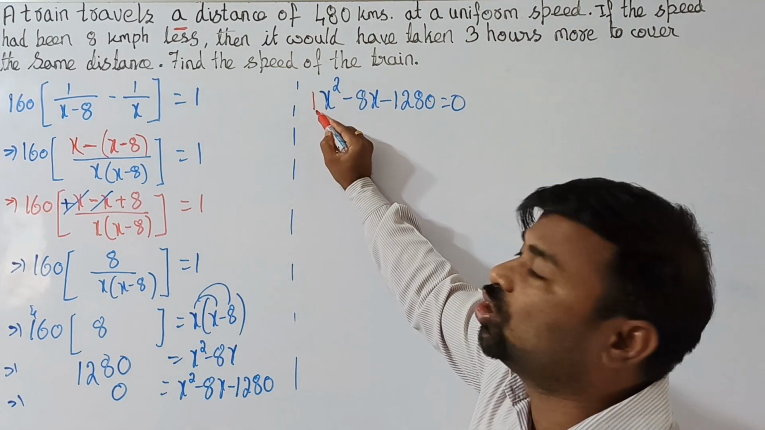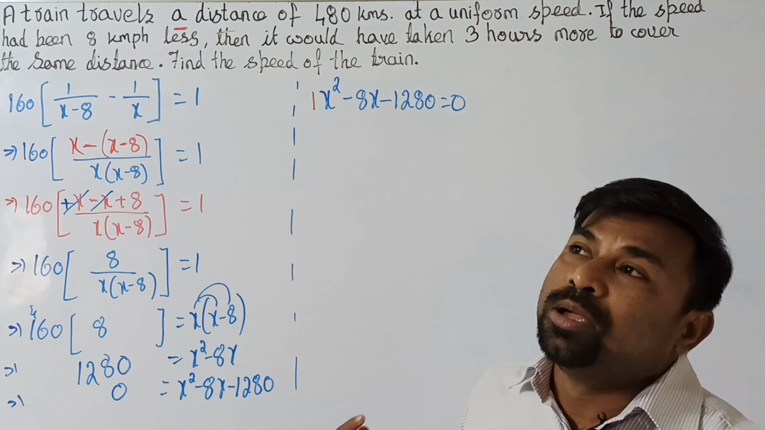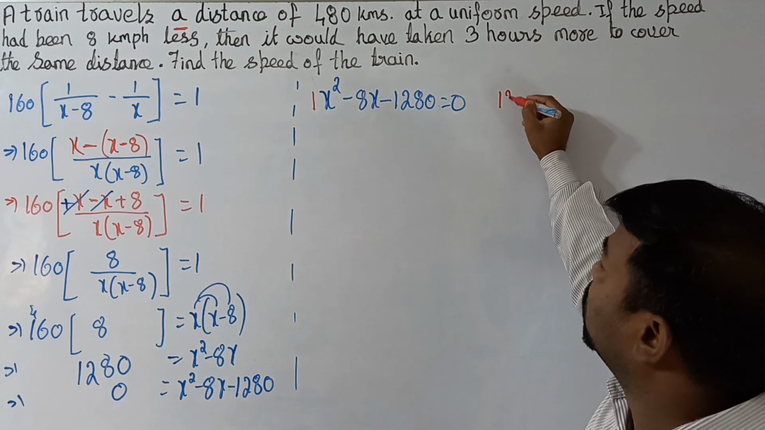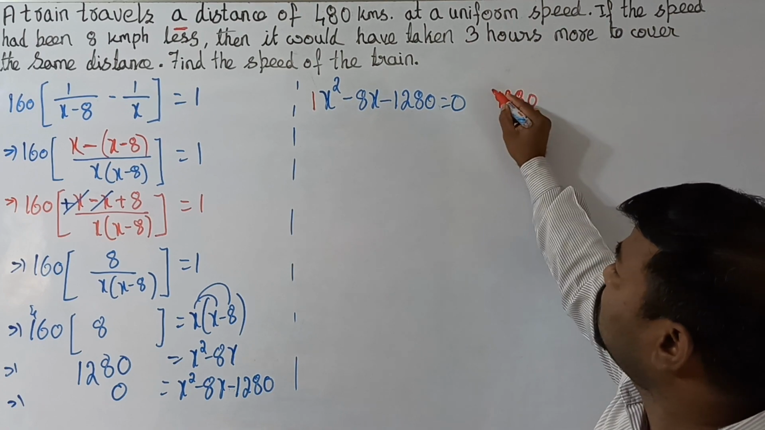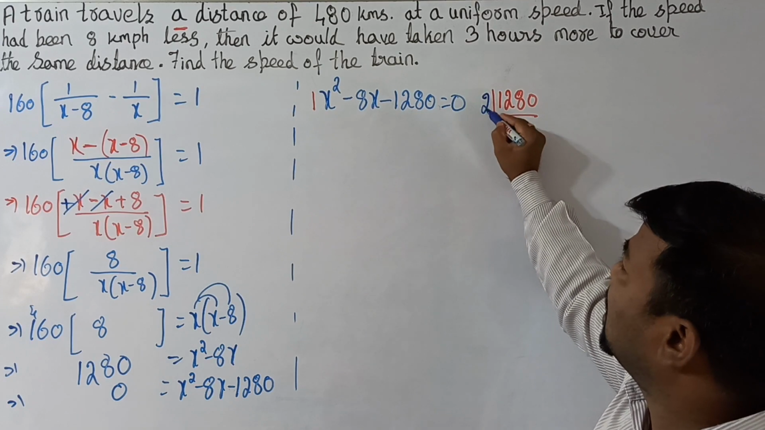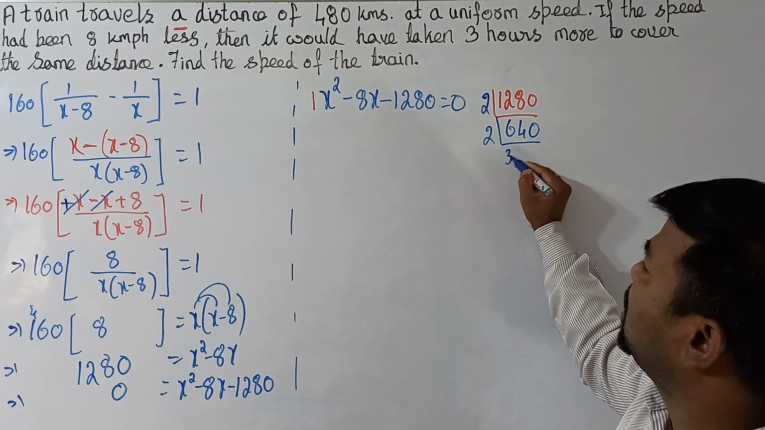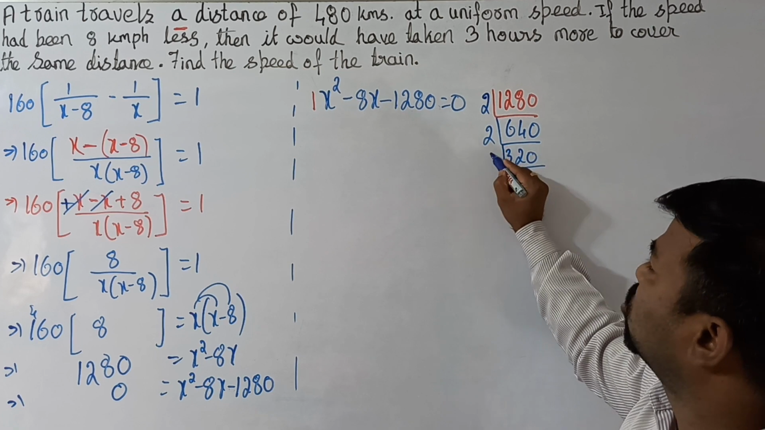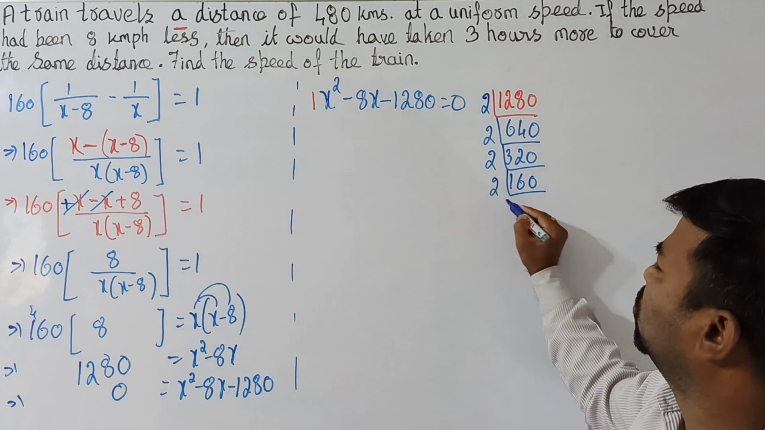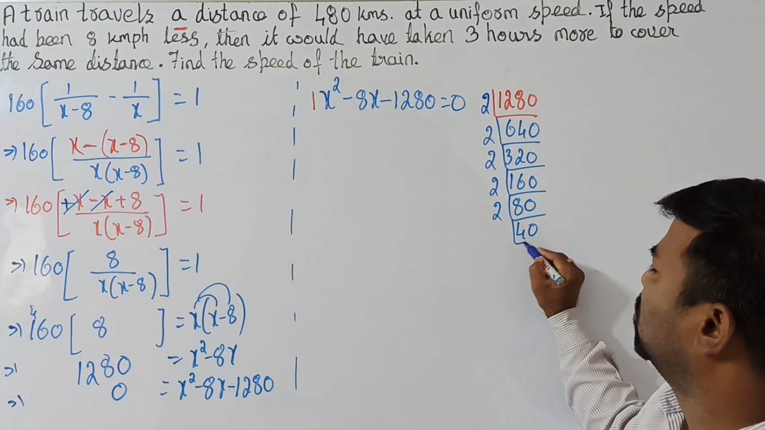Whatever it might be, the coefficient of x squared here is 1 and we have 1280. Let's do prime factorization. Let's multiply 1 into 1280, we get 1280. Now let's prime factorize that. Let's take 2: 640, again 2: 320. Again with the 2, it's 160. Again with the 2, it's 80. Again with the 2, it's 40.